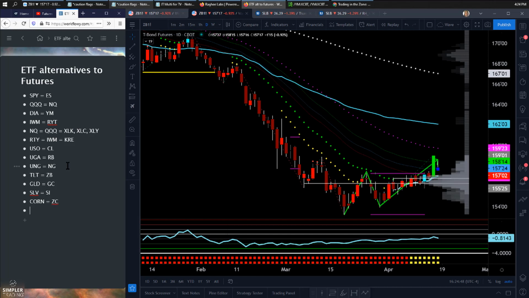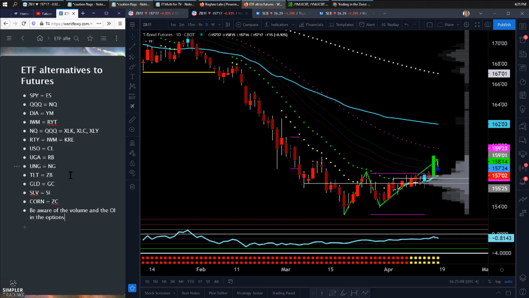And there are a few more, but be aware of the volume, because some of these ETF alternatives to the commodity futures are pretty thin. So be aware of the volume and the open interest in the options. If you're going to look at the options on some of these ETFs, make sure there's decent volume.